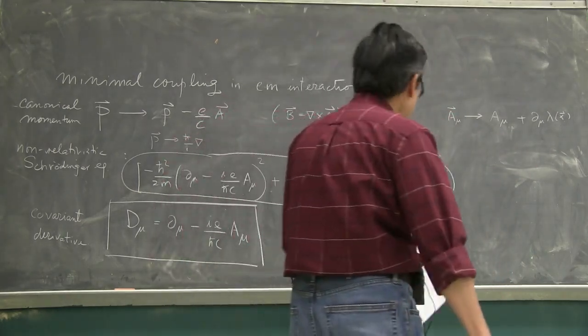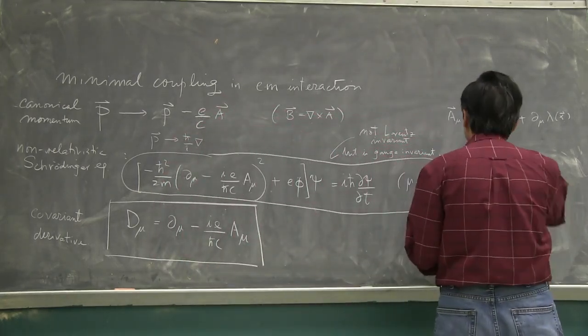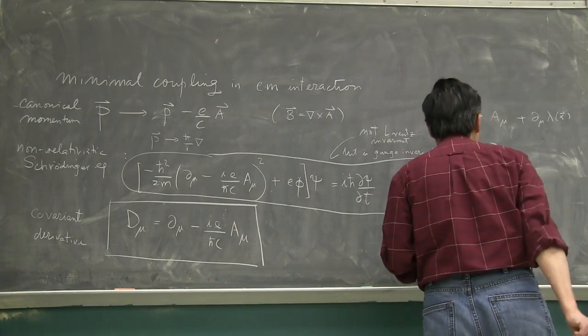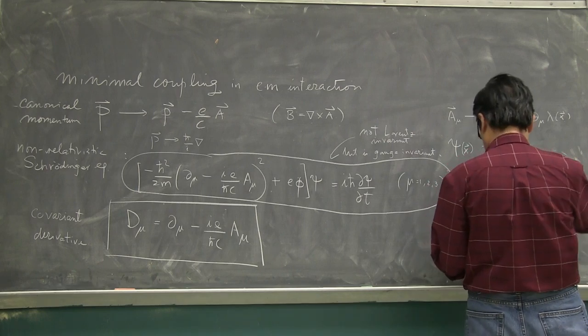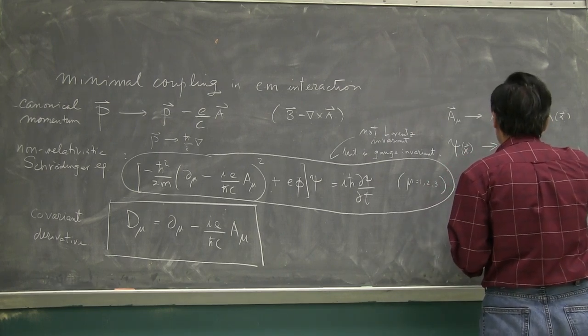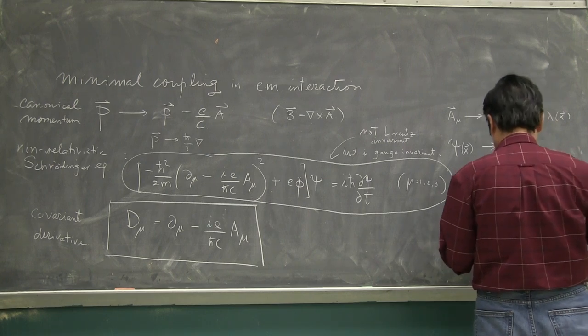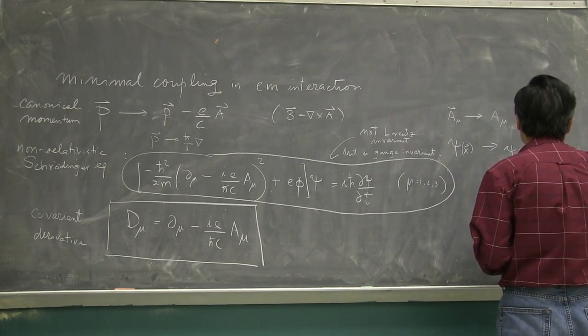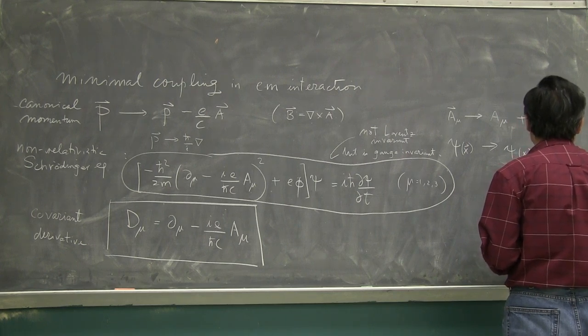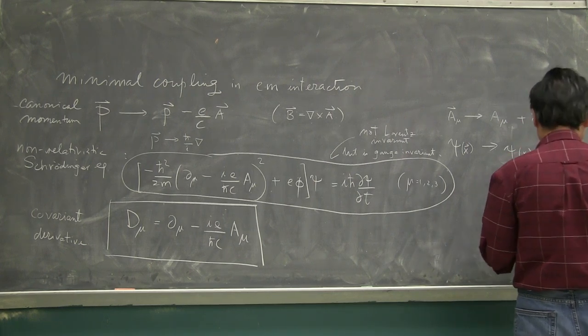And the answer is that the corresponding wave function would have to go over to something new, which is psi of x times an exponential factor, i e over h bar c, this lambda in here.